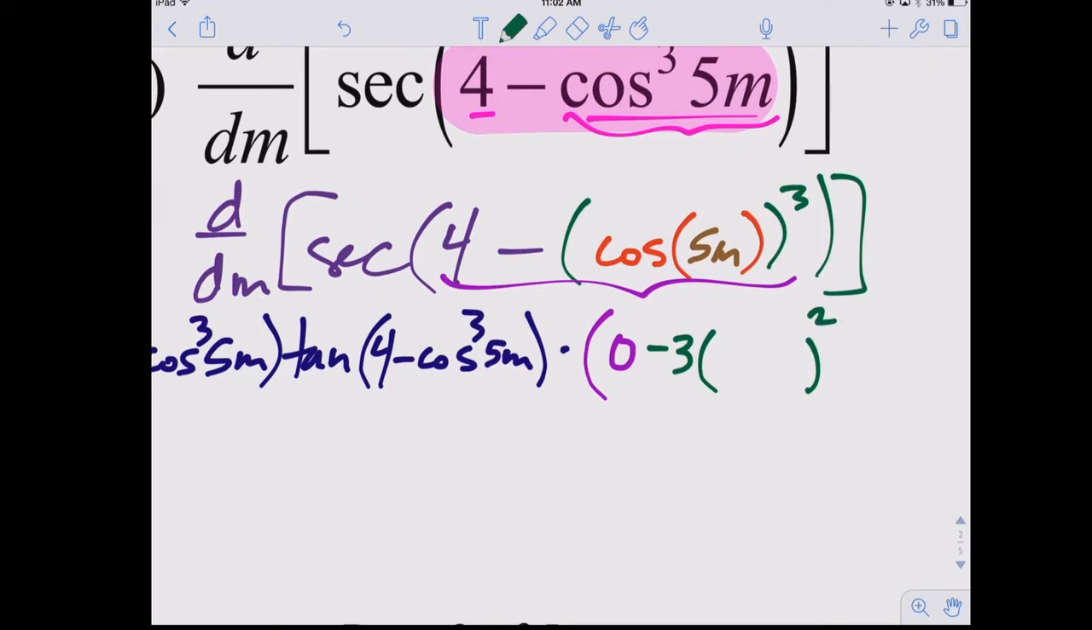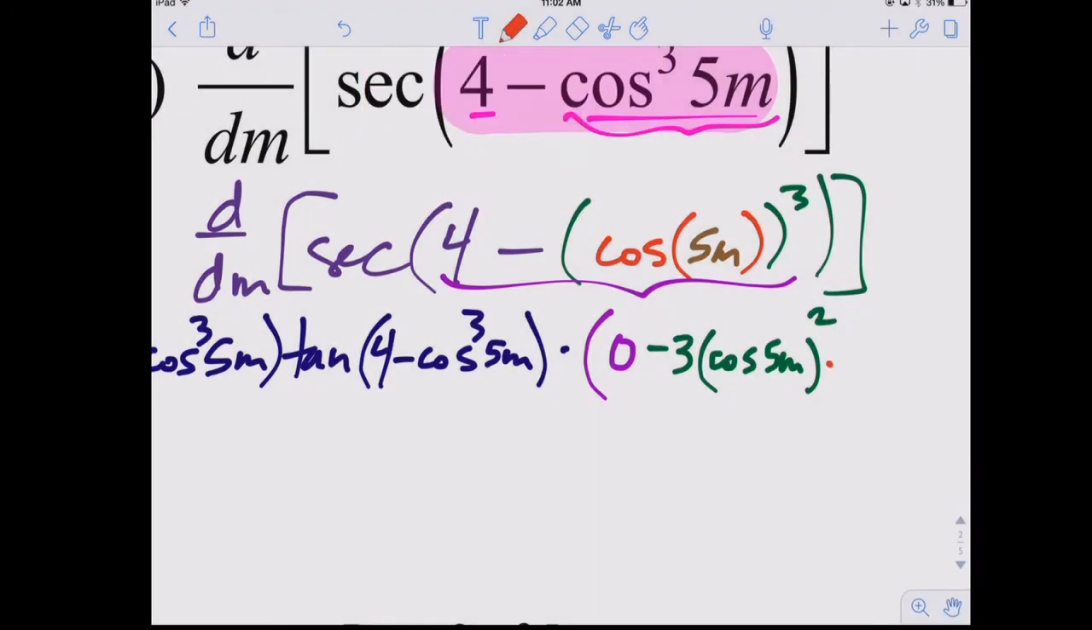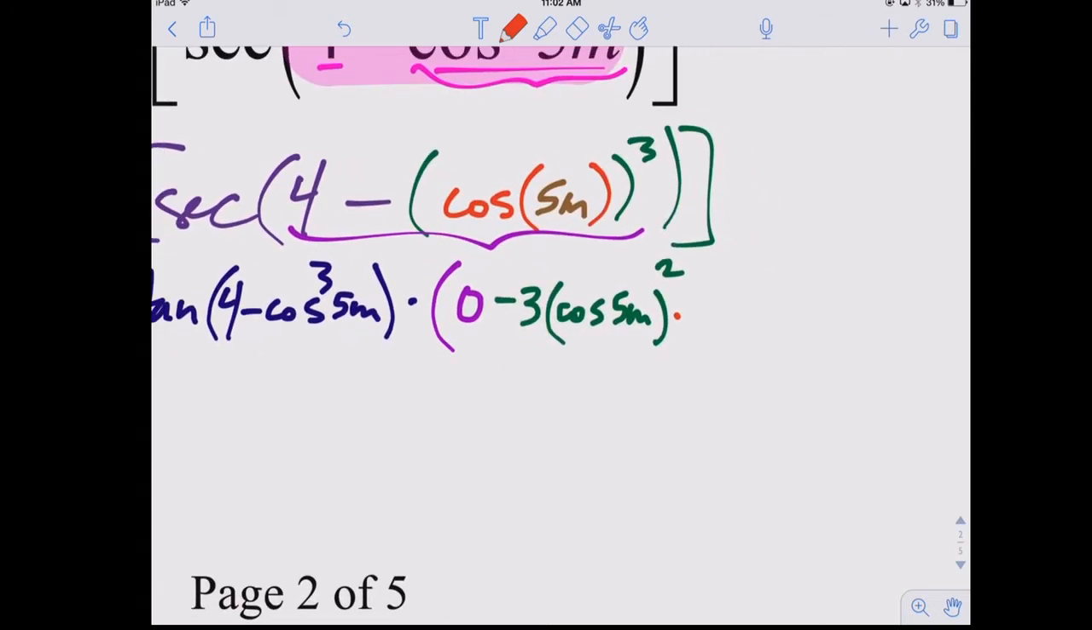Okay, so I'm on the green layer. Minus blob cubed becomes 3 blob squared. And I'm just going to write the blob in there, cosine of 5m. Times the next layer now, just on that term and that term alone, becomes the derivative of cosine of blob, which is what? Negative sine of blob. And notice I didn't put dot negative.